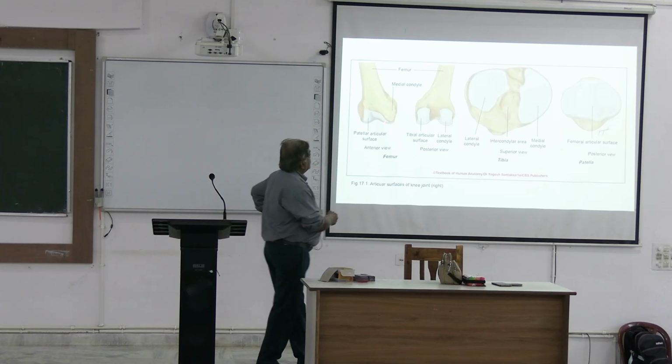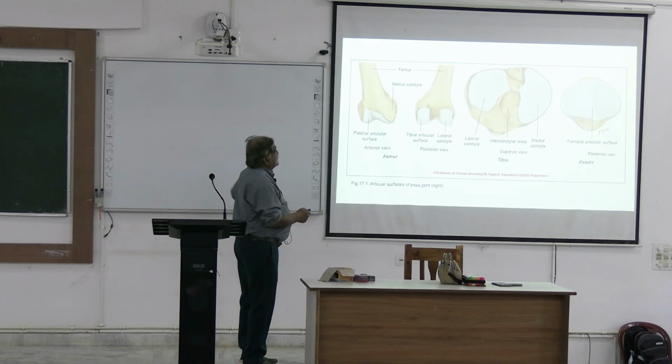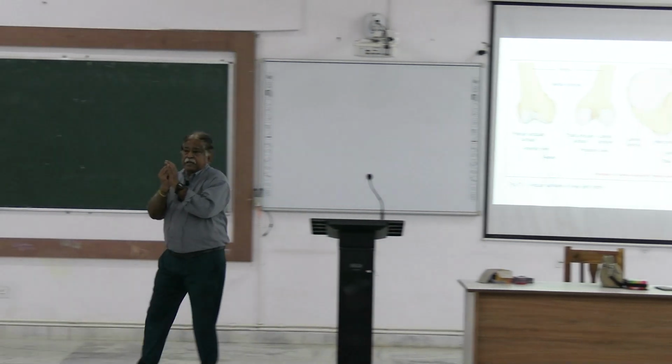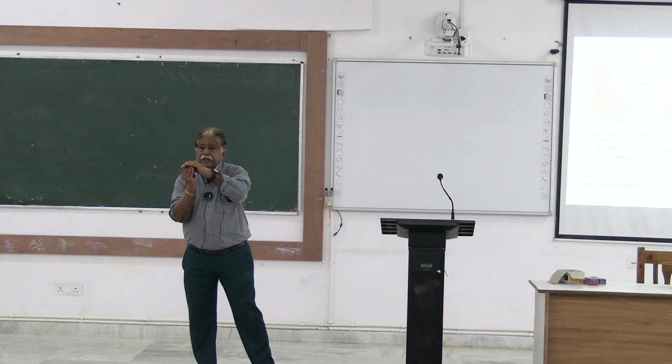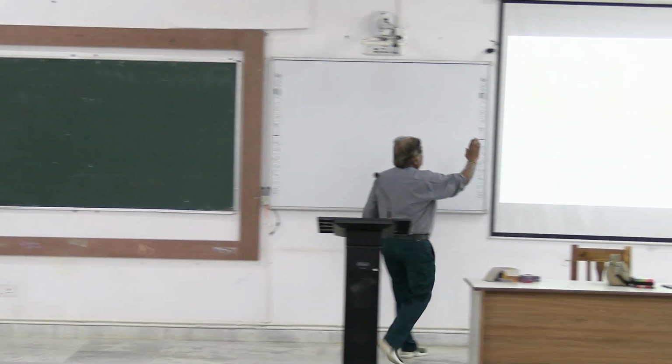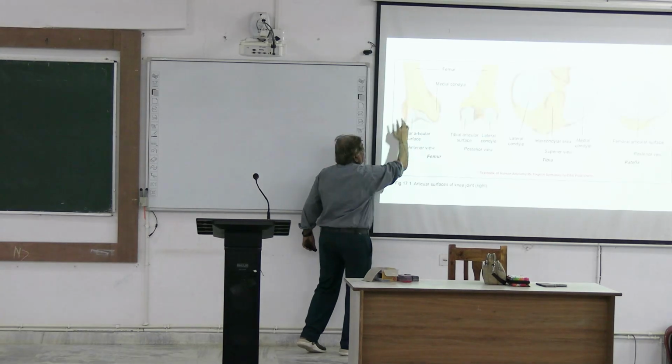Patellar articular surface. See, this patella has to accommodate and adjust, then it can move freely. That's why, if you turn it, it will come into this place.